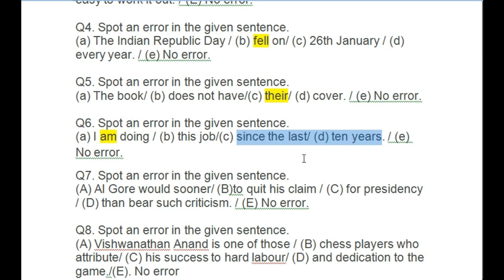But here I have written since with duration, 10 years. So my dear students, this 10 years here is not the duration. I'm saying the last 10 years. That means when the sentence is written in 2020, it is talking about the last 10 years, meaning 2010. So this becomes the point of time, so using "the last" with since is correct. The error is in part A, not in part C.